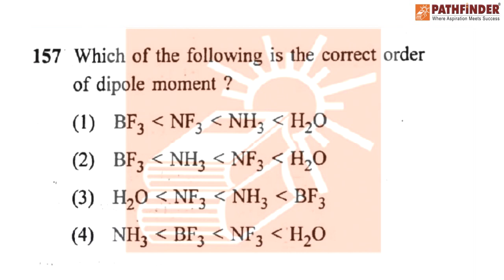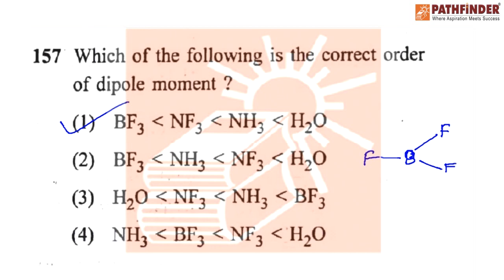Correct order of dipole moment. Now BF3 obviously has zero dipole moment, right? You can remember why. BF3 will have zero dipole moment, 120 degree. Okay, now between NF3 and NH3, we very well know that NH3 has more dipole moment than NF3, because fluorine is more electronegative in nature. So between NF3 and NH3, NF3 has lesser dipole moment, and between NH3 and H2O, H2O has greater dipole moment. Okay, so option 1 will be our correct option.